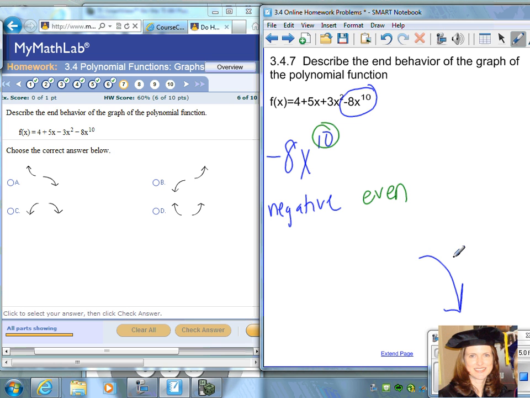whatever happens on the right half, it's going to do the same thing on the left half. So the leading coefficient is negative, it's going to go towards negative infinity on the right half of the graph. The exponent is an even number, so it's going to do the same thing on the left as it's going to do on the right.